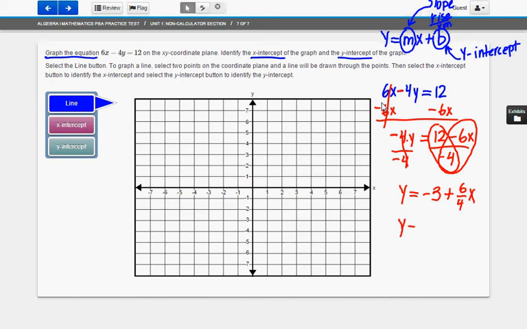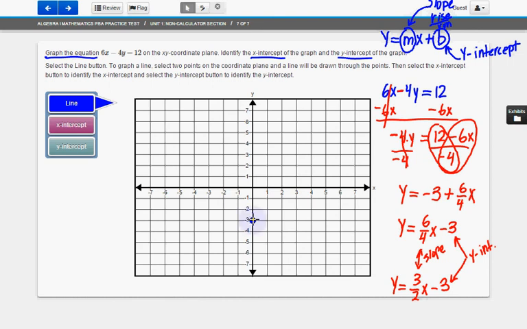If you rearrange in slope-intercept form, it's y equals 6/4 x minus 3. Or some of you are already writing it as 3/2 x minus 3. But any way you look at it, we have our slope and our y-intercept. So that gives me enough information to then go ahead and graph this line. I'm going to plot my first point at negative 3 on the y-axis. That's my y-intercept. And then the slope is, I'll just go with 6/4.